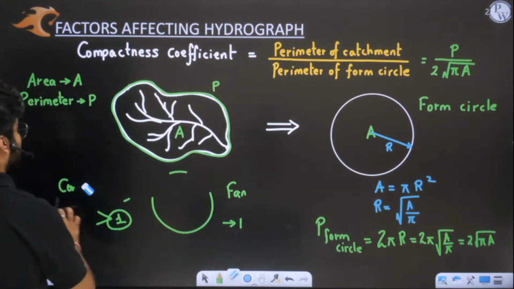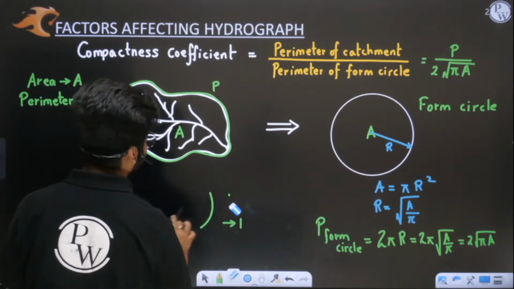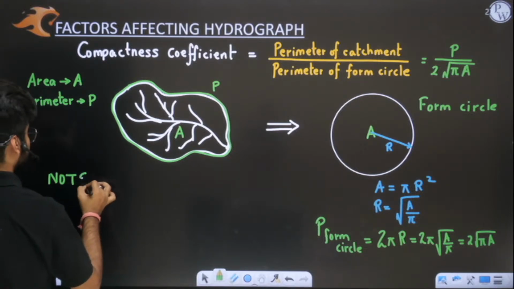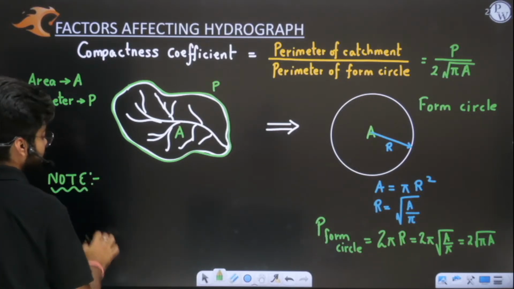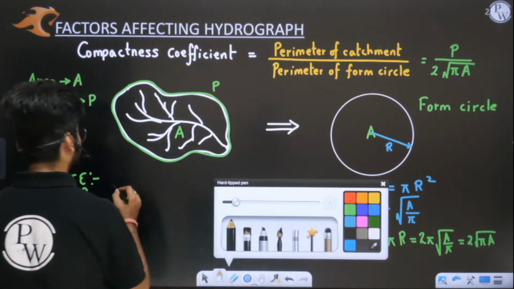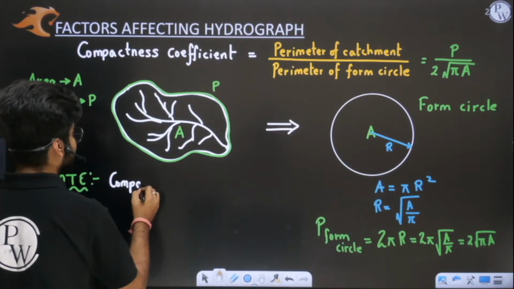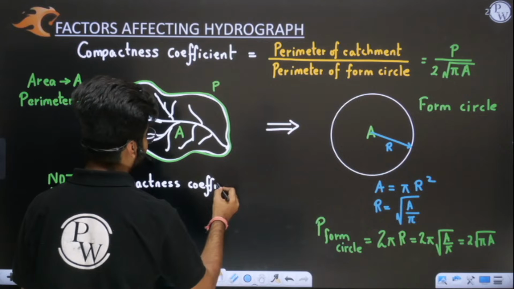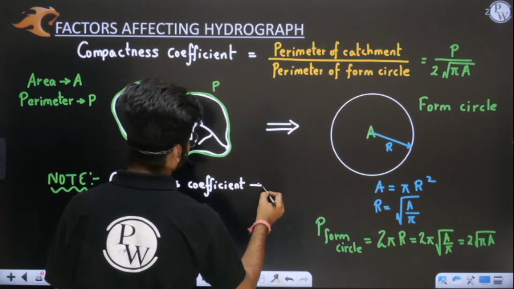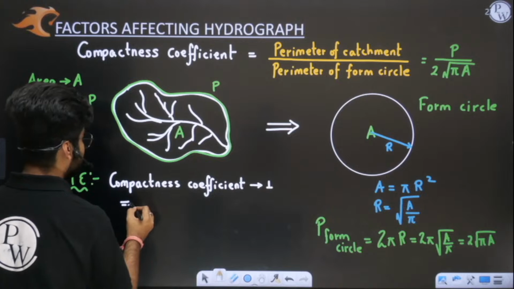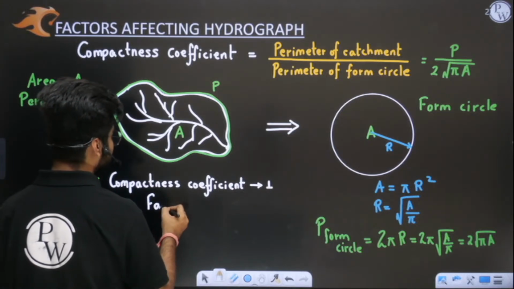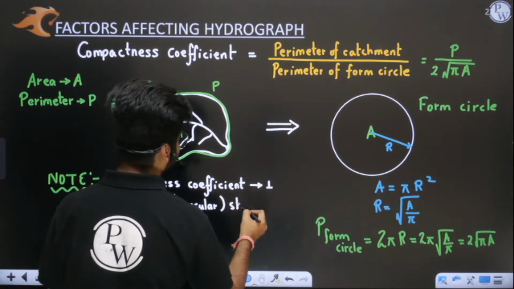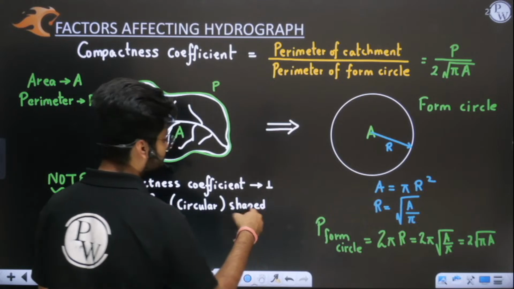And when it is not compact, obviously water will take too much time to reach the outlet. So you can note down one point: if the compactness coefficient tends to 1, it indicates that your catchment is circular in shape. If the compactness coefficient tends to 1, it implies we have a fan shaped, or you can say circular shaped, catchment area. That will imply a quicker runoff.